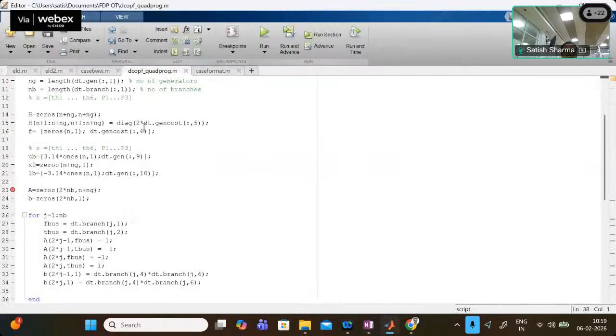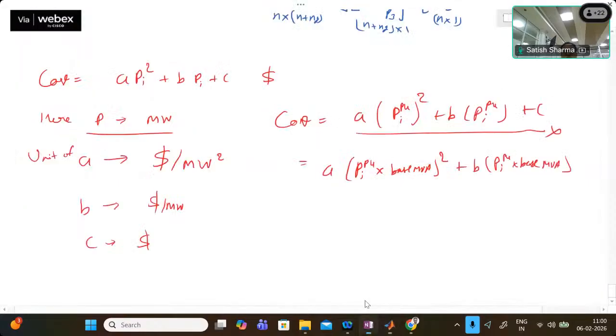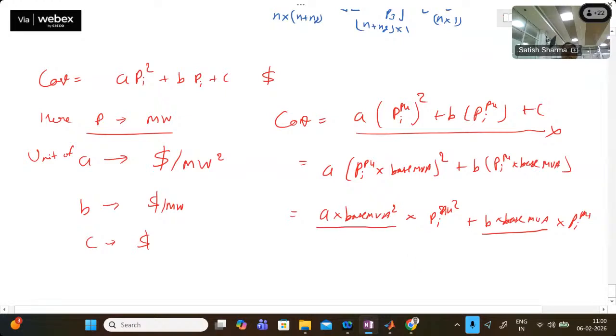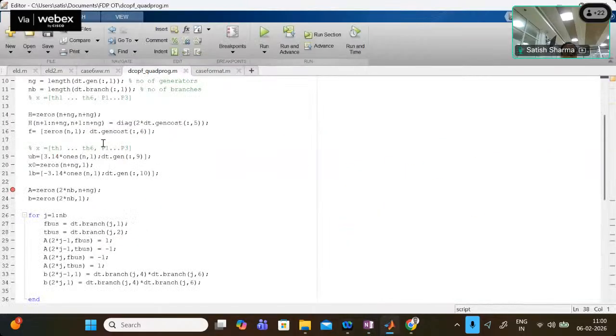If you can see, we simply used twice of this function. So instead of twice of this function, if I solve this particular part, I can say it is A into base MVA square into PI per unit square plus B into base MVA into PI. So this B coefficient should be replaced with this particular part, and the A coefficient should be replaced with this particular part.